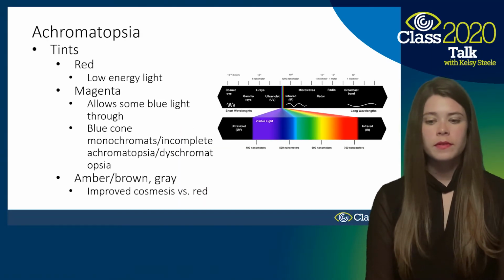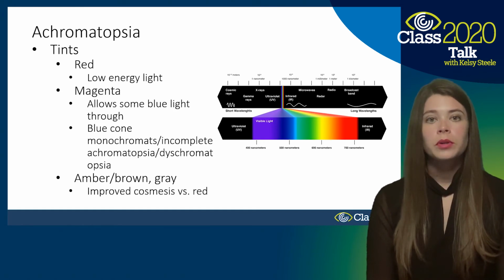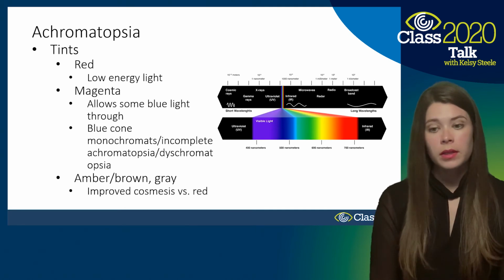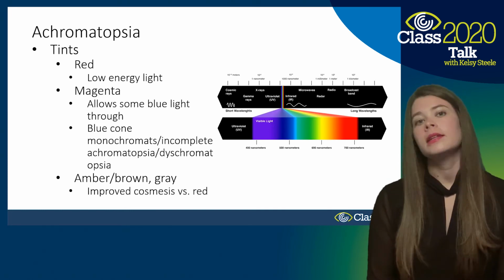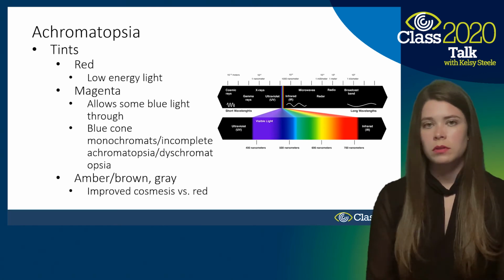So if you look at the visible light spectrum diagram, you can see that red has pretty low energy as far as our lights, and these patients do very well with this. It allows them to get more contrast, and it decreases the light sensitivity that they get with just their normal day-to-day life, not even bright lights.